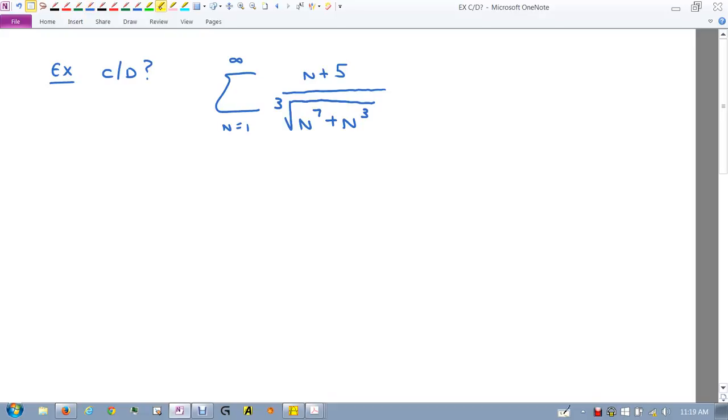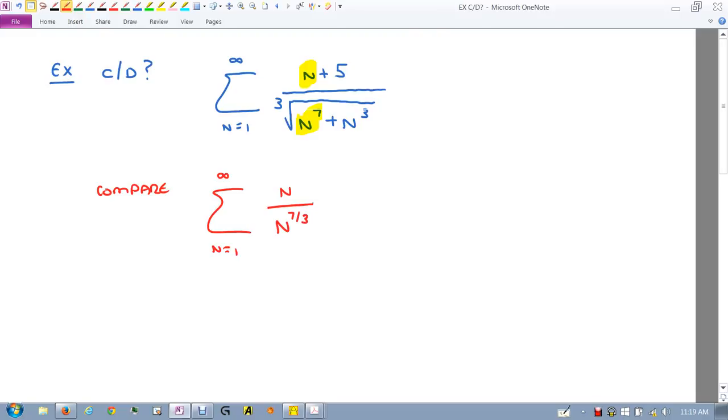I'm thinking when n gets really, really big, the numerator is going to behave like n, and the denominator is really going to behave like this guy, but cube rooted. So n to the 7/3 is what this one looks like. This whole denominator looks like n to the 7/3 when n is large, and the numerator looks like just n. So I'm just going to take a swing at this. I'm going to compare this to n over n to the 7/3.